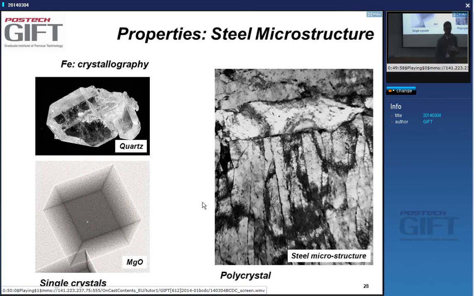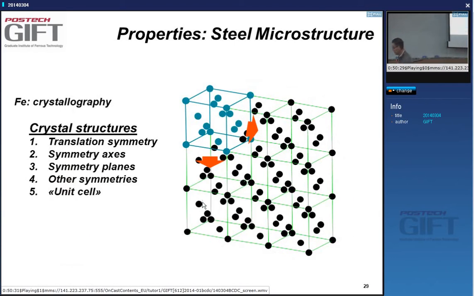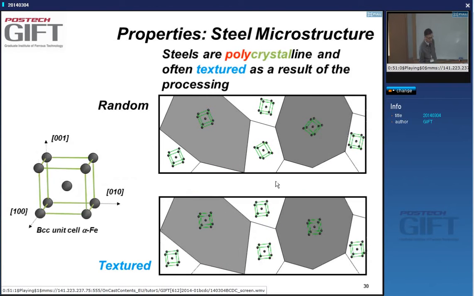And although it doesn't look like it, if we were able to look at the crystal structure here, it would be as ordered, as crystalline, as a single crystal of magnesium oxide or the quartz crystals you're familiar with. It's an agglomeration of crystals, yes? So there is a crystal structure to steel, yes? And we know that crystal structures have translational symmetry. You have symmetry axes, symmetry planes, and other symmetries. Anyway, what we will be using in the course is this unit cell here, yes? If you repeat this unit cell in three dimensions, you can recreate the atomic structure of one of these laths, yes?